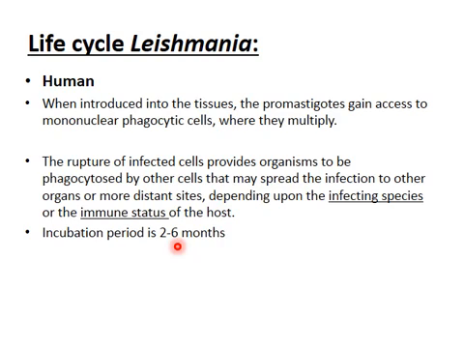These two factors are the infecting species and the immune status of the host. For example, one species such as Leishmania tropica may be more virulent than Leishmania mexicana, and so on. And if the host is healthy, a patient with a stronger immune response, the severity of the disease will certainly be less than in the others.